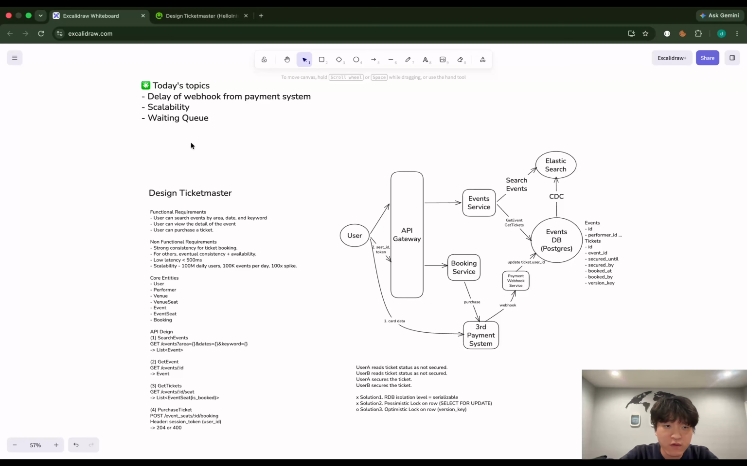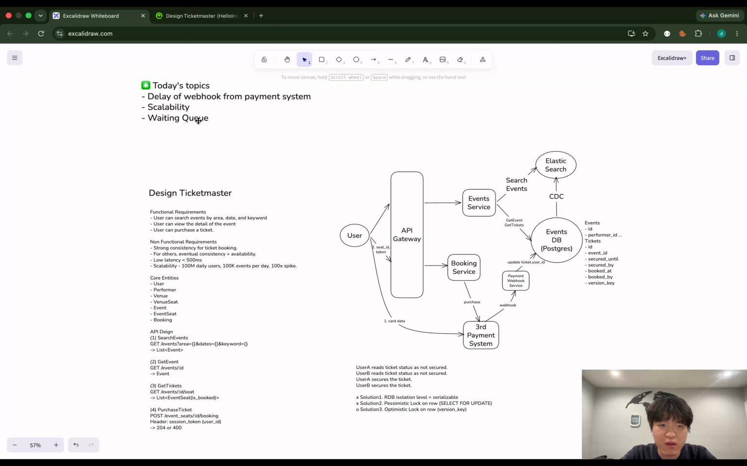Hello everybody, so today I will talk about how we can design Ticketmaster. This is a follow-up video. Last time I talked about how I can design Ticketmaster. I started from the functional requirements until the high-level design, and I also talked about strong consistency. Now I'd like to talk about 3 more topics.